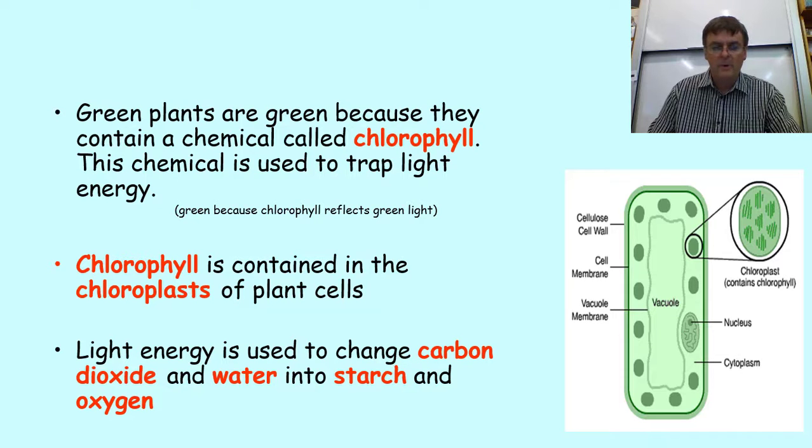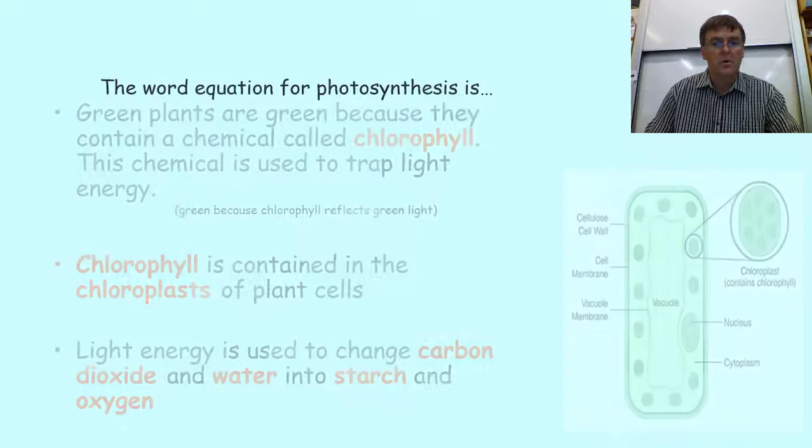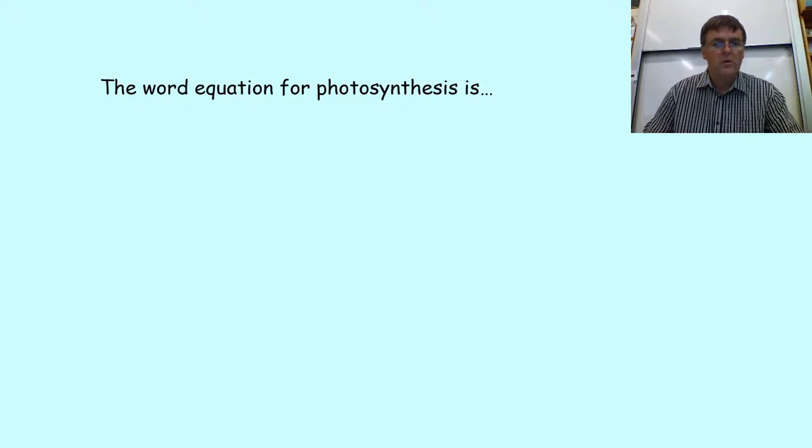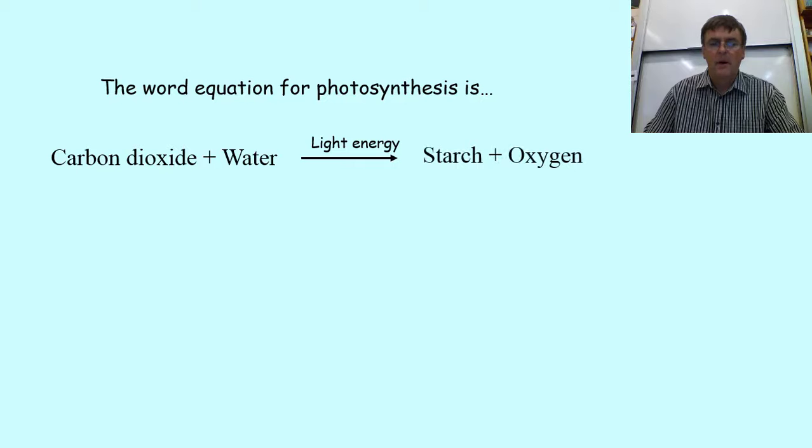And the light comes in, and they use the raw materials of carbon dioxide gas and water, and they turn that into starch, sugary starch, and oxygen, which is kind of useful for us because we put that into words. Carbon dioxide and water plus energy from the light becomes starch and oxygen.